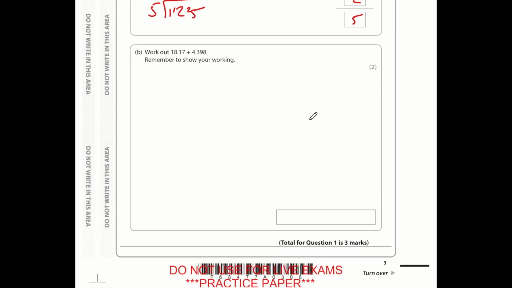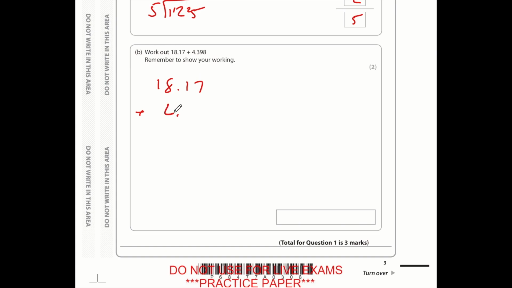Part B, 18.17 plus 4.398. So the important thing here, people could get this wrong because people might write the 4 underneath the 1. The important thing is get the decimal points in line, and then everything else will be in line.